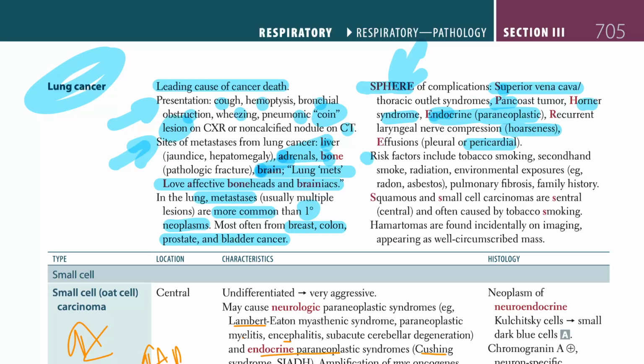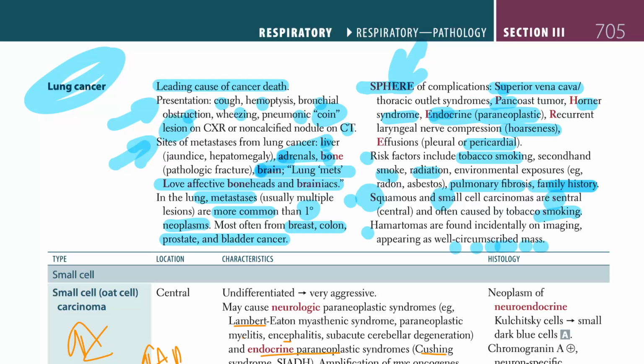Risk factors for lung cancers are tobacco smoking, secondhand smoke, radiation, environmental exposures like radon, asbestos, pulmonary fibrosis, and family history. Squamous and small cell are central. That's very high yield. Squamous and small cell are going to be central and often caused by tobacco smoking. Hamartomas are found incidentally on imaging, appearing as a well-circumscribed mass.